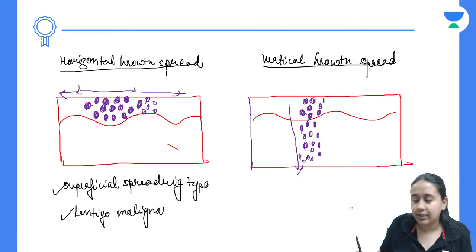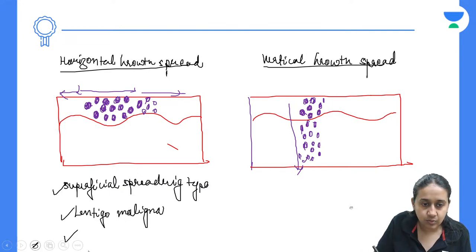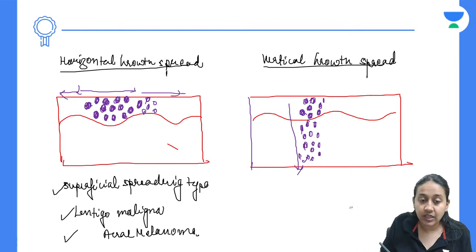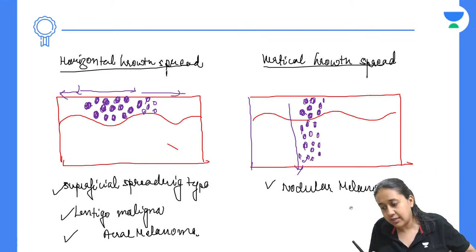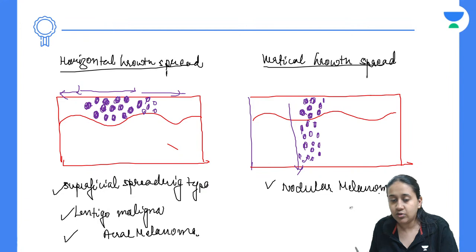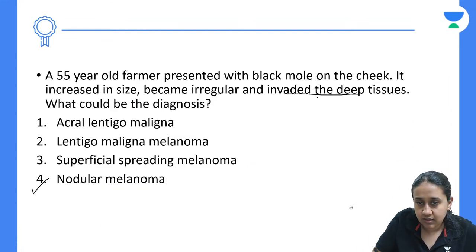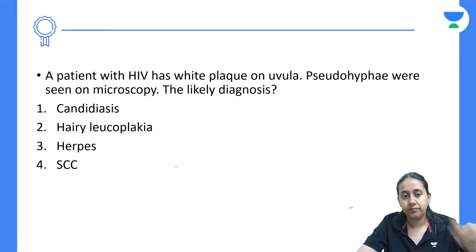Superficial spreading type, lentigo maligna type, and what else? What is the next? The third one is acral melanoma. While for the vertical growth spread, the only example is nodular type of melanoma. Is it clear to all of you? Can I get a quick thumbs up from all my dear students? This is a very easy and simple method to remember that the deep spread is more in those where you have vertical spread. So the answer becomes option number 4.